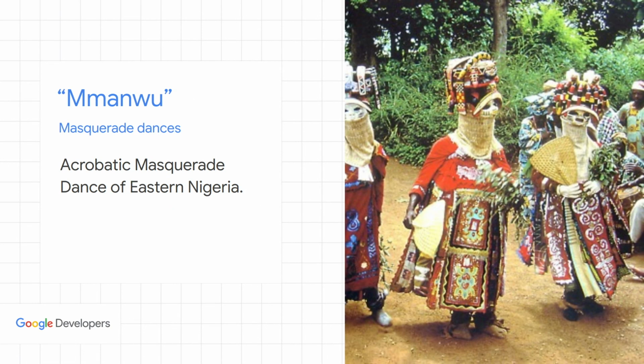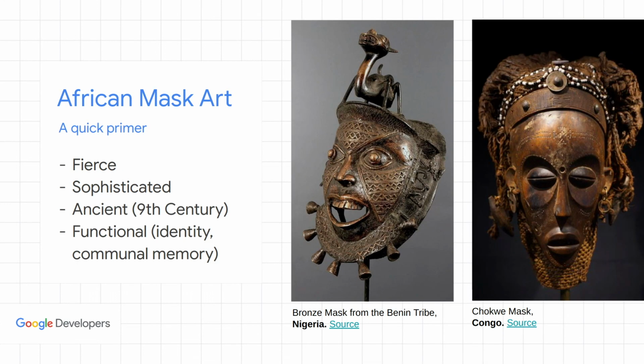One of the highlights of that event was something called the acrobatic masquerade dance of Eastern Nigeria. What happens there is that you'll see people dressed in interesting attires like this, and they had all these interesting masks, and they would do all these flips and acrobatic dances. And so as a kid, I was really fascinated by African mask art, and now as a machine learning engineer, this kind of work is one way to explore that fascination a little bit more.